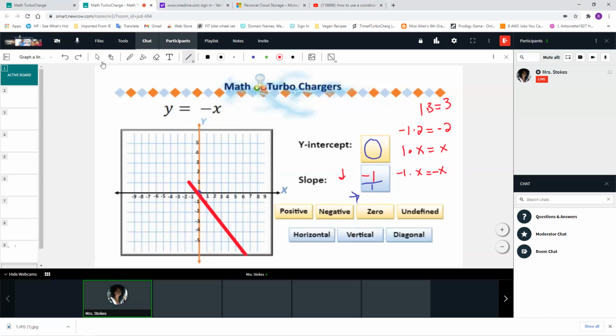Now, let's answer these questions below. Looking at my line, I can see that it's highest on the left, so this is a negative line. That means it's decreasing, it's going down. I can see that it's not flat, and it's not straight up and down. It has a slant to it, so that means it's a diagonal line. Okay, let's go to question 2.